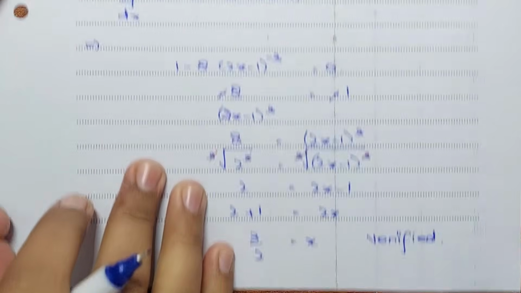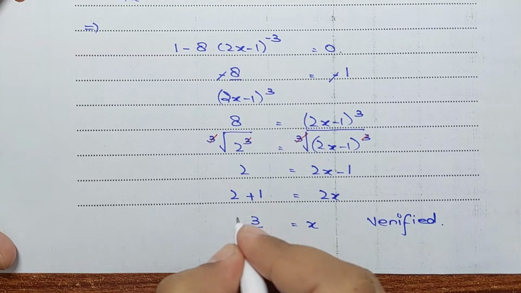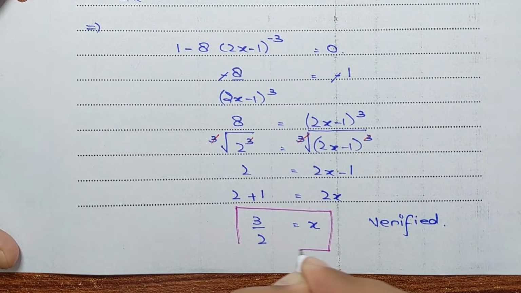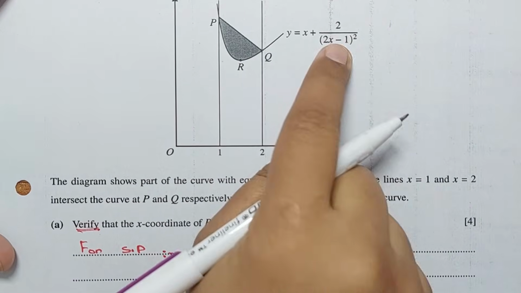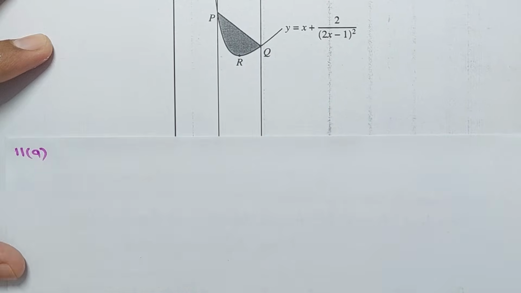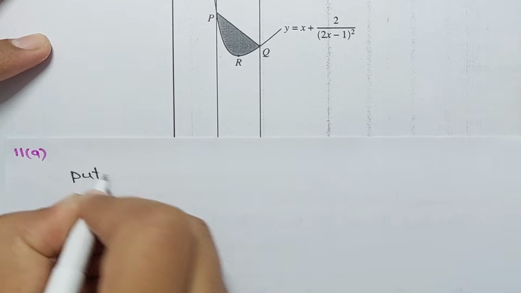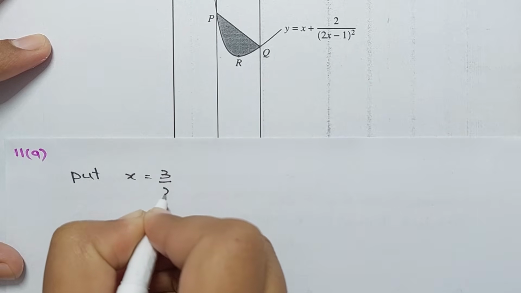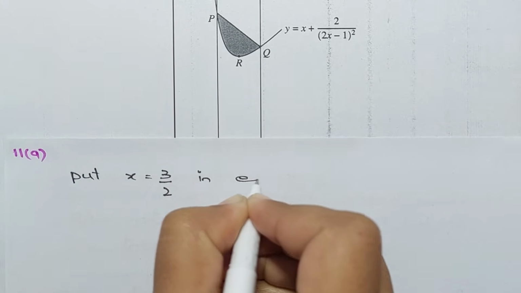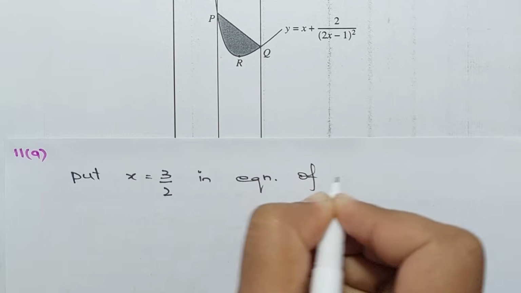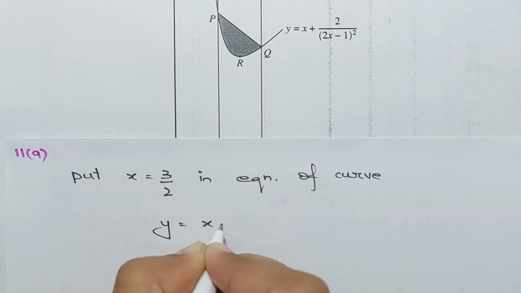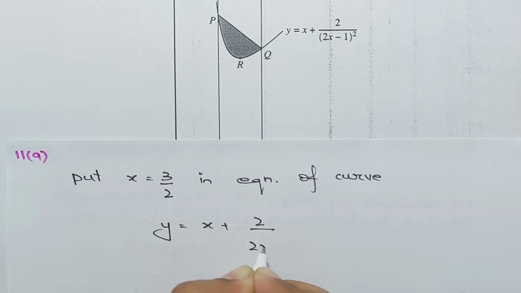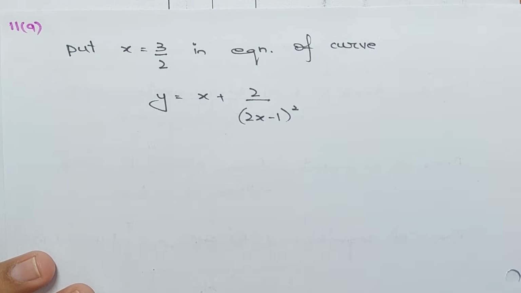The x coordinate should be 3 by 2. So the x coordinate is verified. Now we have to solve for the y coordinate by substituting the x coordinate into the equation of the curve and solve for the y coordinate. Now put x equals 3 by 2 in the equation of the curve. So the equation of the curve is y equals (x plus 2) over (2x minus 1) whole square. Okay, let me substitute it over here.